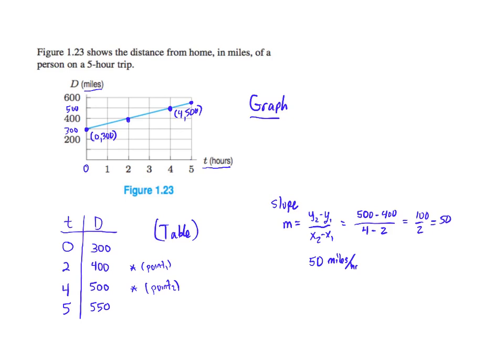If that's the slope, and we know the intercept was at (0, 300), we can construct a formula that expresses the distance d as a function of the number of hours. I could put in 50t plus 300. So d equals 50t plus 300 would be a formula that also describes this function. Formula, table, graph.